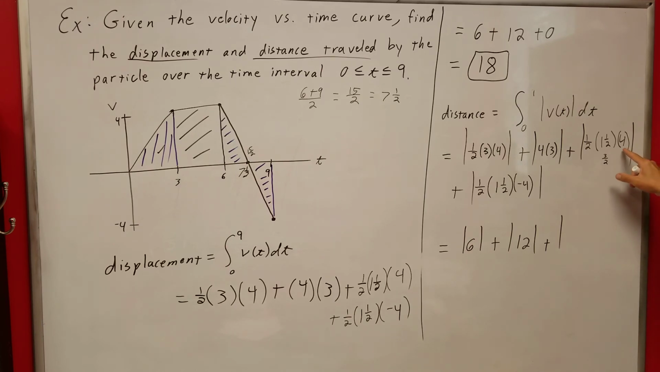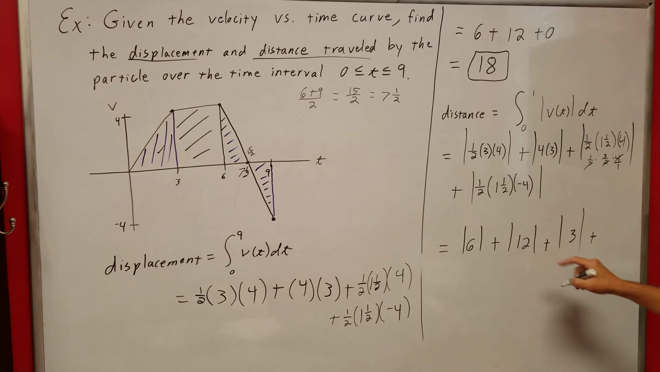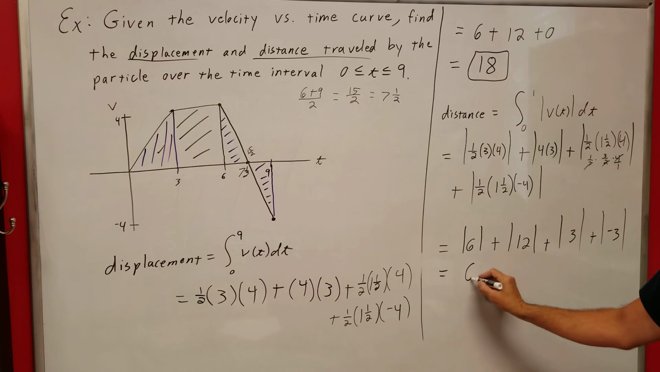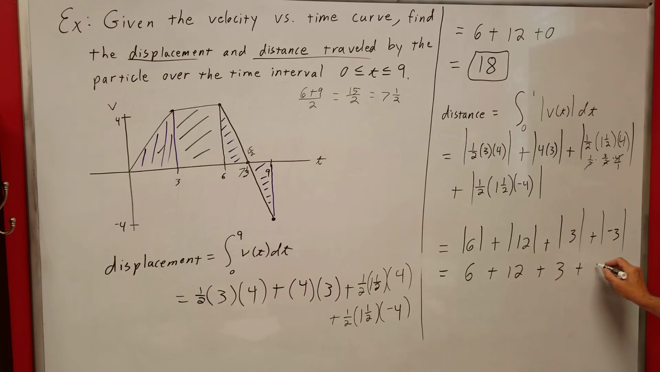So what do I have? I have 1/2 times 3/2 times 4 in here, right? So what does that give me? 3 in the absolute value? Plus, what does this give me? That's the same thing as this, right? But it's going to be a negative, so that gives me -3 on the inside of those absolute values. Absolute value of 6 is 6, absolute value of 12 is 12, absolute value of 3 is 3, absolute value of -3 is 3, right?